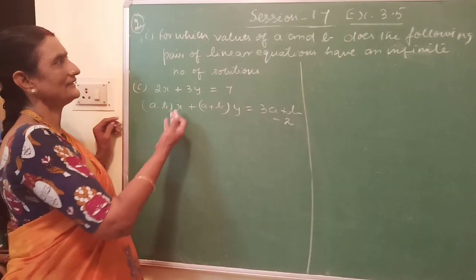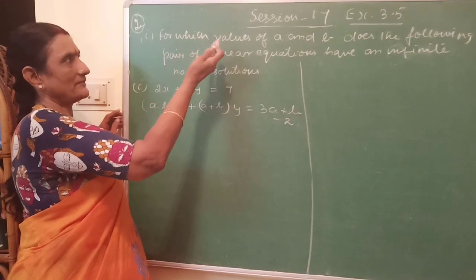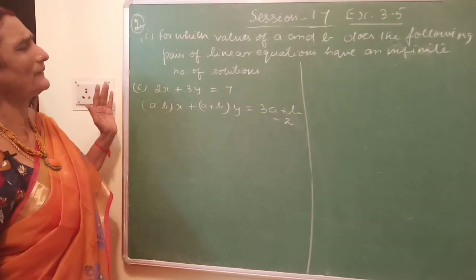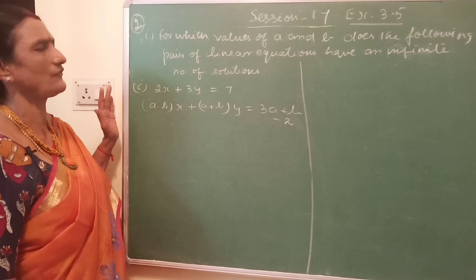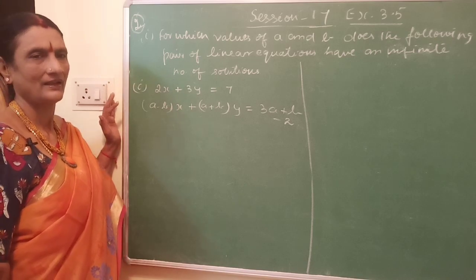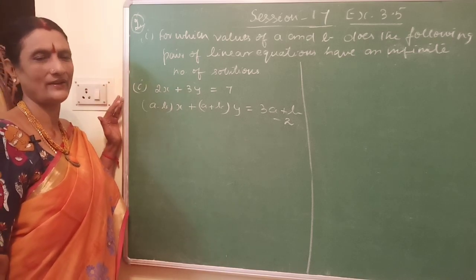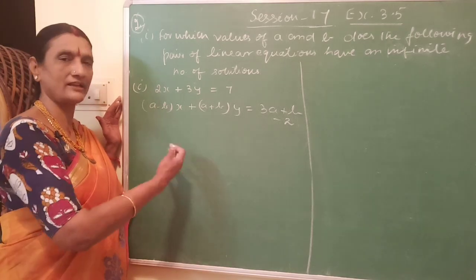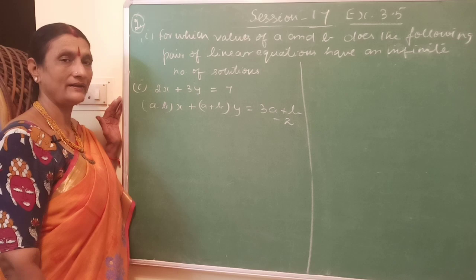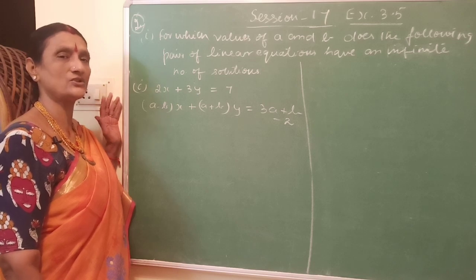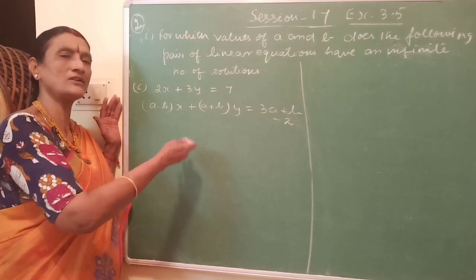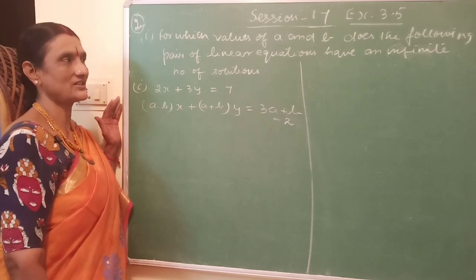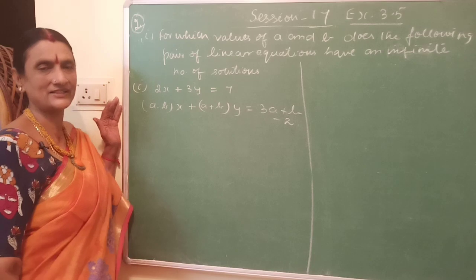Now we will look at the second sum for subdivision. For which values of a and b does the following pair of linear equations have an infinite number of solutions? This sum is slightly different the way the question is asked. Okay. Here two equations are given, but you are not supposed to find the solutions. There are some unknowns in the equation. That unknowns we should find. On what condition? The equations have an infinite solution.